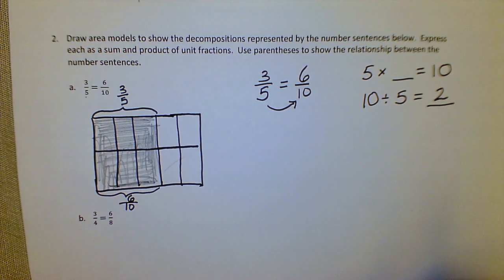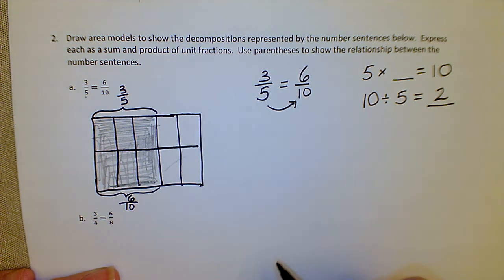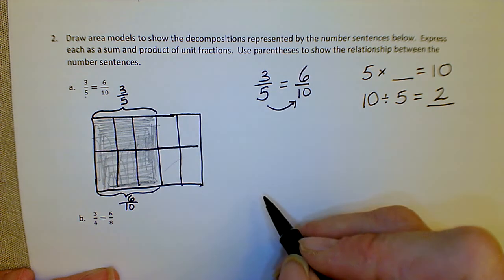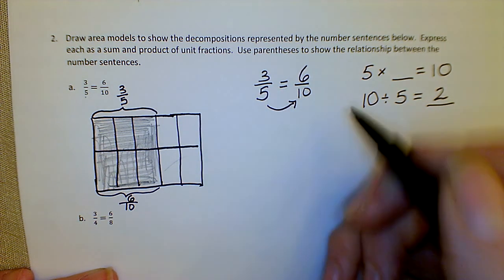Now we have to do the number sentences to show the relationships. And again, I want to keep it simple the way that I've been doing it with you. So let's start. We already have this written down. We have that 3/5 is equal to 6 tenths. So I'm just going to work underneath that. But if I hadn't done this right here, you would have written this.